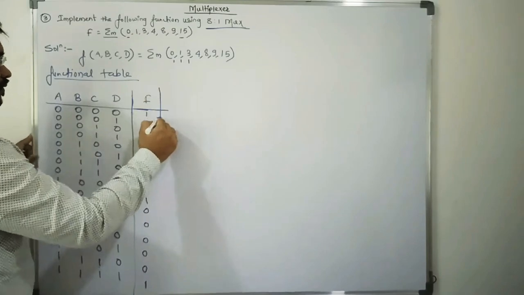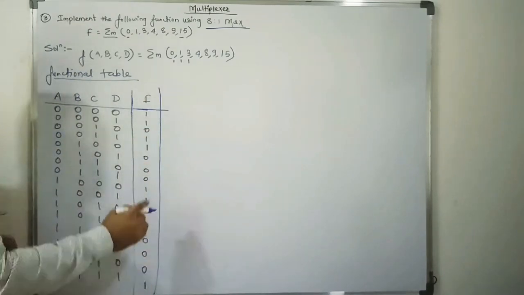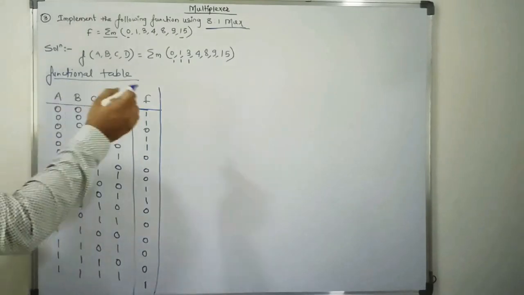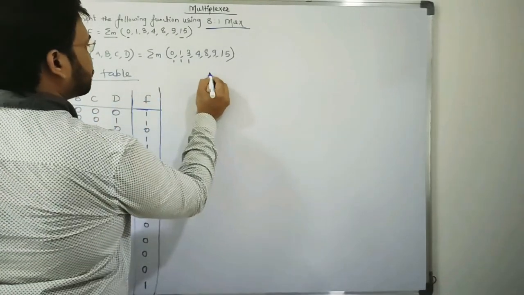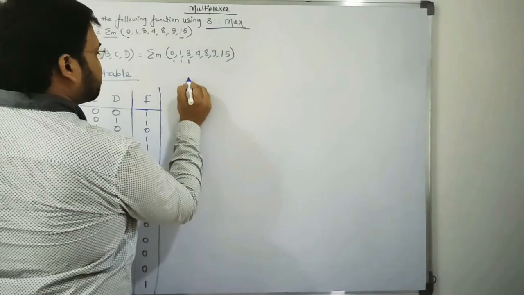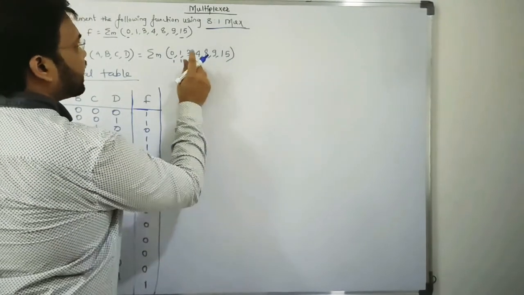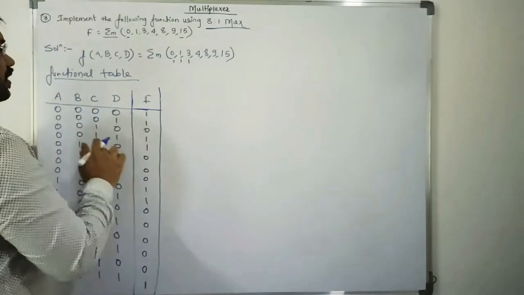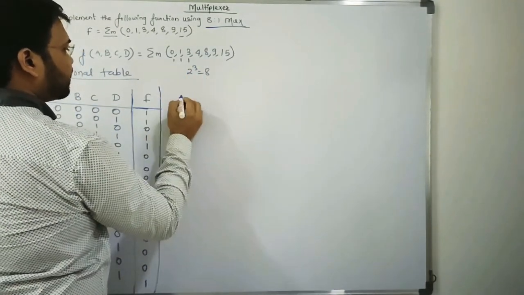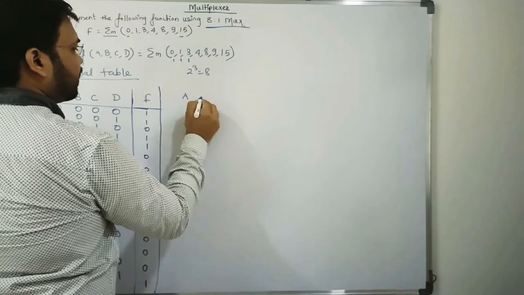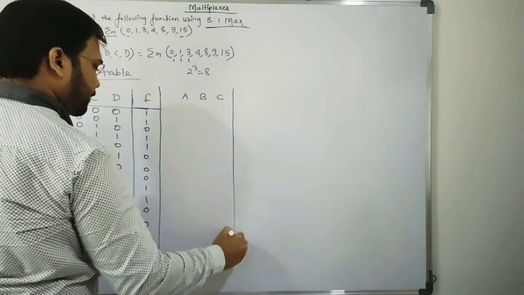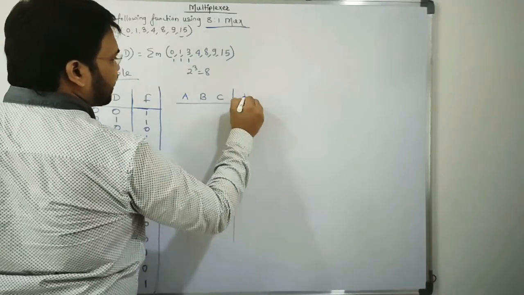So this is what the function here. Now we have to convert it by using 8:1. For that we have to draw the functional table again for 8:1. Here 8:1, so 2 raised to power 3 is equal to 8, so 3 variables. So we have to consider A, B and C, and again that function f.